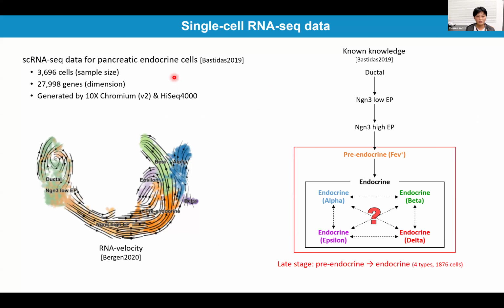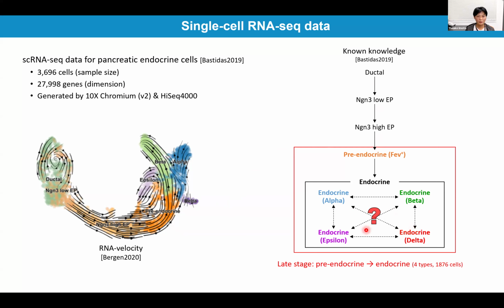So we use single-cell data for pancreatic endocrine cells. This data contains 3,700 cells and 28,000 genes. This data has 8 cell types, and a previous study showed that endocrine cells differentiate into the 4 cell types of the endocrine, alpha, beta, epsilon, and delta, at the last stage.